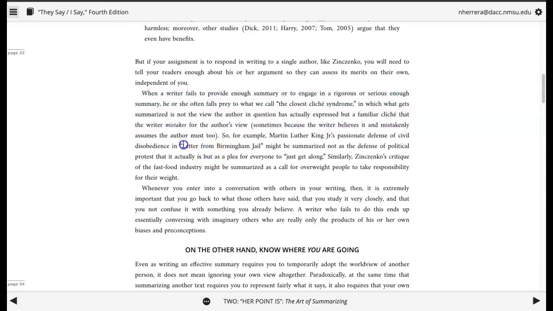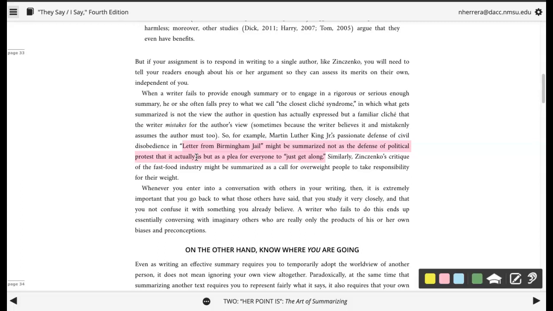And the book gives you an example. For example, somebody who is not summarizing Letter from Birmingham Jail by Dr. Martin Luther King Jr. might say, oh, it's just about we need to get along. But they're missing a very important point, which is that he is defending political protest. So if you don't summarize something sufficiently, you might end up only giving us like the basic idea of what it's about, and you might be missing a lot of important parts.